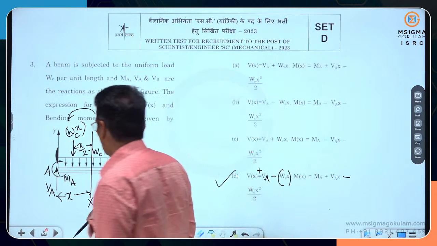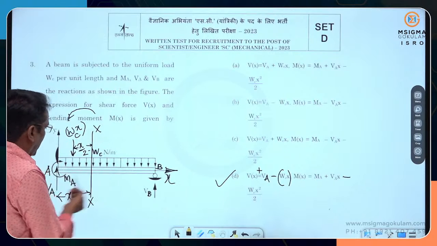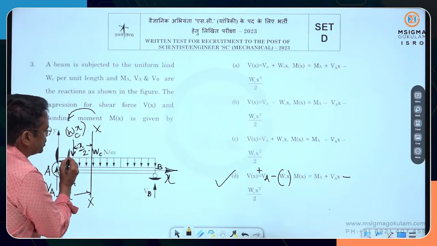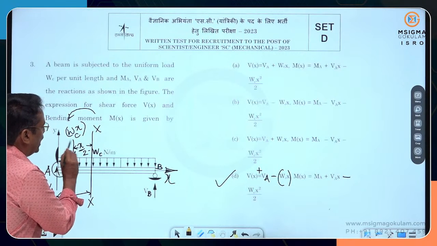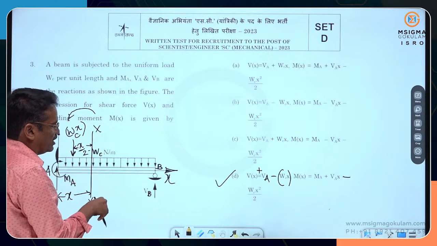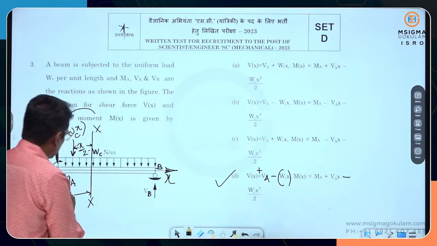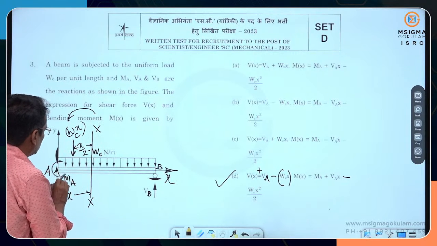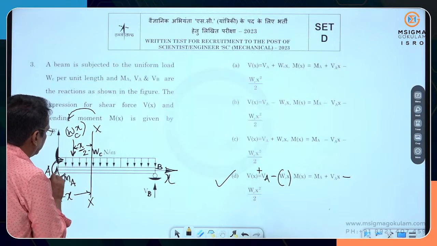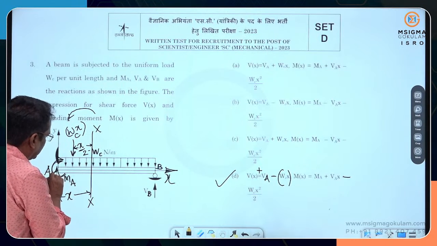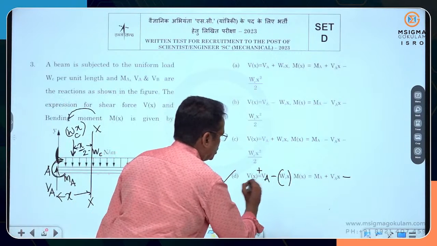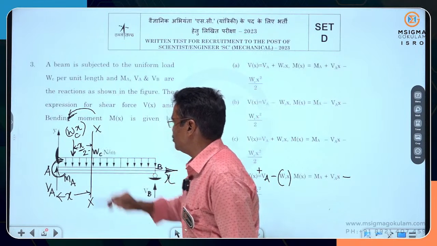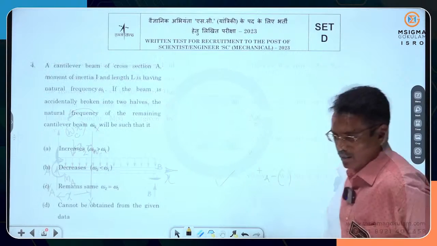Based on that particular convention, WC into x is the load acting at a distance of x by 2, therefore its moment will be in the anti-clockwise direction. That is why it is negative. Whereas VA into x will be clockwise, positive. And again, this bending moment MA is already there, the moment acting at A. That will again be clockwise, that is also positive. This is the direction of the moment for the WC x. So the answer will be D.